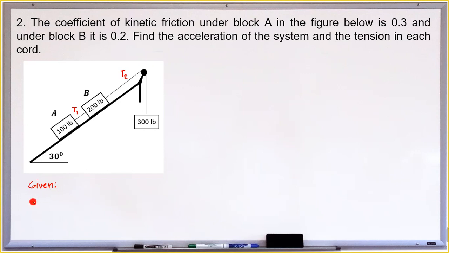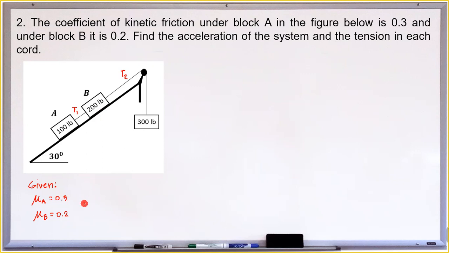So first one is the coefficient of friction for block A. So mu A, that is 0.3. Then mu B is equal to 0.2. So from these two values, we can say that the friction that exists between block A and the surface is greater than the friction that exists between block B and the surface because of their values. What else? We have the given masses.